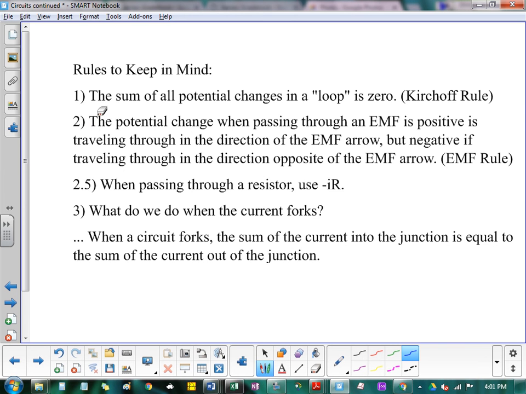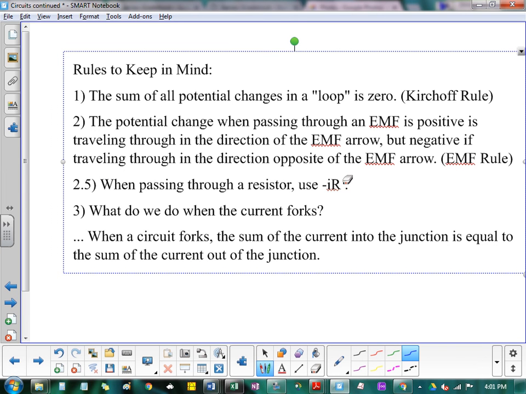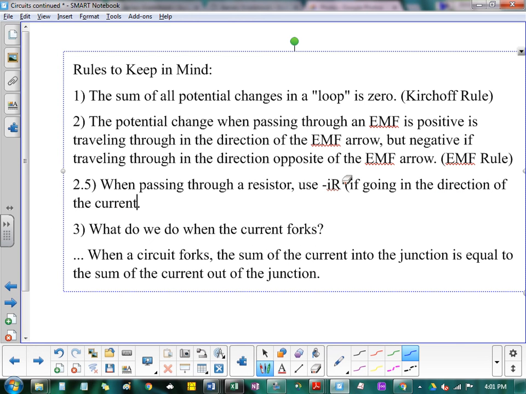That's actually restated here in bullet 2. The potential change when passing through the EMF is positive when traveling in the direction of the EMF arrow, but it's negative if you're traveling in the direction opposite the EMF arrow. Once you've picked your path direction, you can't really change that. You just keep going, plowing through the circuit elements. And if you hit a backwards battery, make sure you subtract that voltage. Here's like rule 2.5. I don't even know if it counts as a rule. When passing through a resistor, use negative IR. Okay, that's if going in the direction of the current. So if you are traveling in the direction of the current and you hit a resistor, make sure you subtract IR.